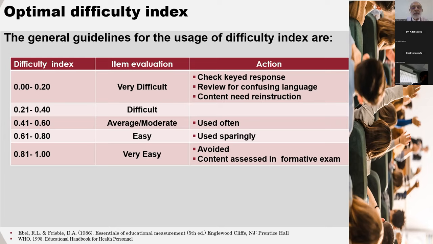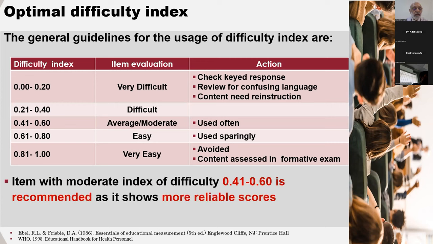From 0.2 to 0.4 is difficult. From 0.4 to 0.6 is average or moderate, and that's often used. Above 0.6 up to 0.8 is very easy, so that should not be used commonly, and above 0.8 is very, very easy. So based on this difficulty index, we can have a test which ranges and covers all different areas. Items with a moderate index of difficulty, that is from 0.4 to 0.6, are recommended, as they show more reliable scores.